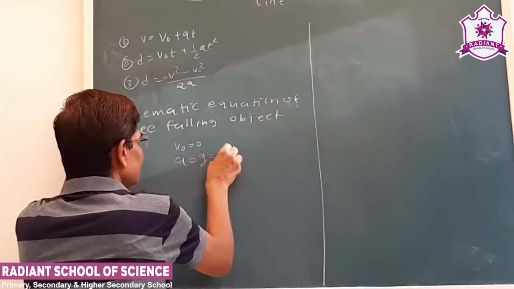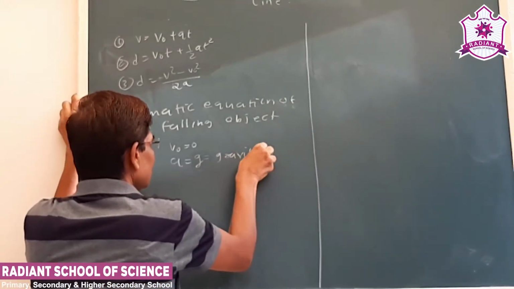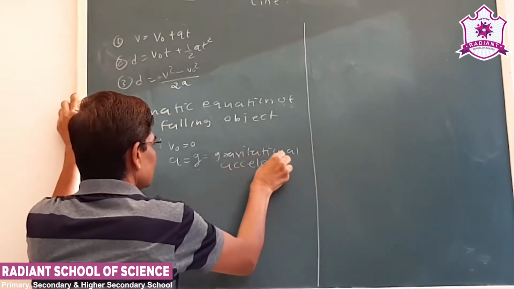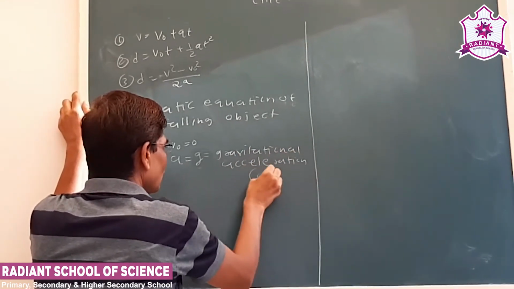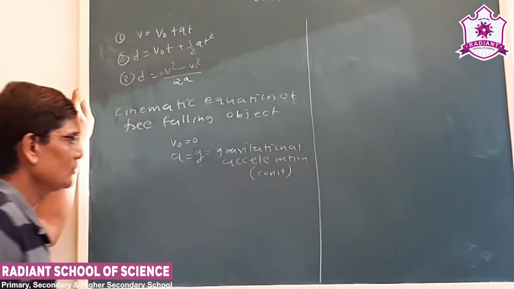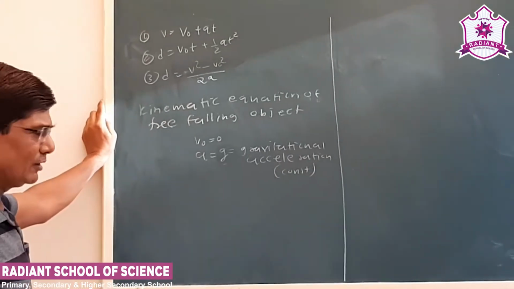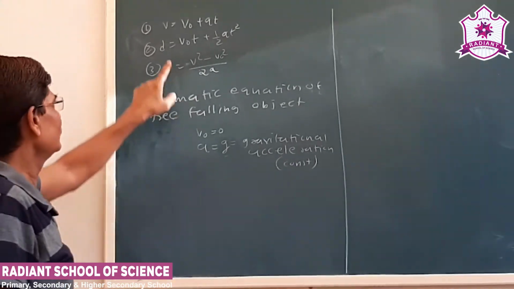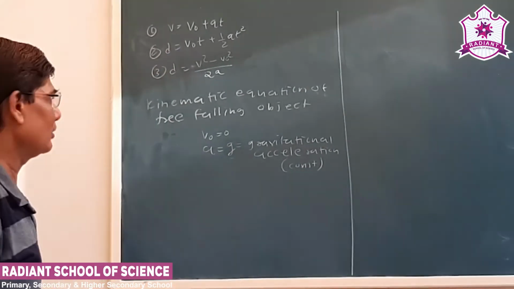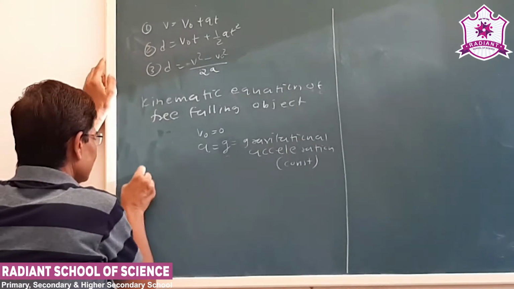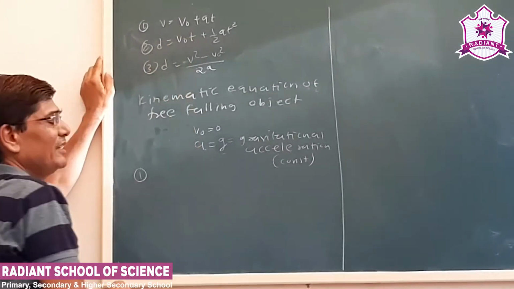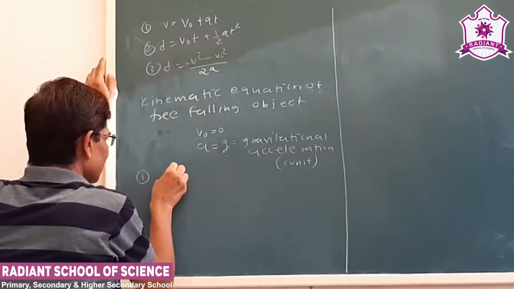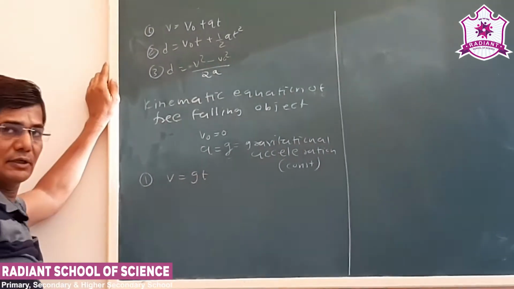Now g is the gravitational acceleration, and this is also a constant value on the surface of the earth. So we have to see, by taking this initial condition, how these three equations will pan out. In the first equation, v is equal to v0 plus at. v0 is 0 here, a is g, so the first equation becomes v is equal to gt.